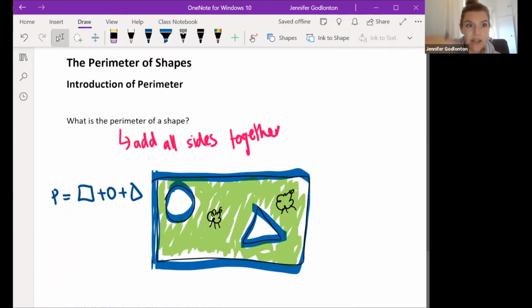And because those are extra things that we would need to fence, we would have to add it and not subtract it. So in a situation like this, that's sort of a very brief idea of what perimeter is. It absolutely is that we're adding all the sides together, but sometimes we just have to be careful about which sides we're going to be adding.